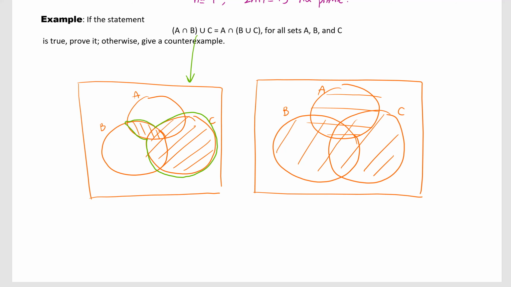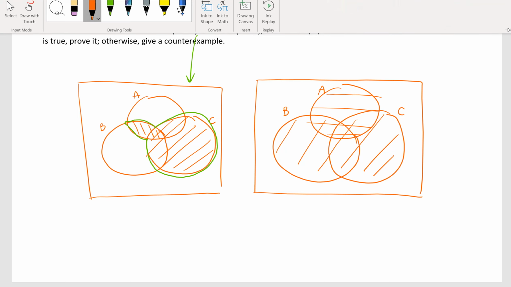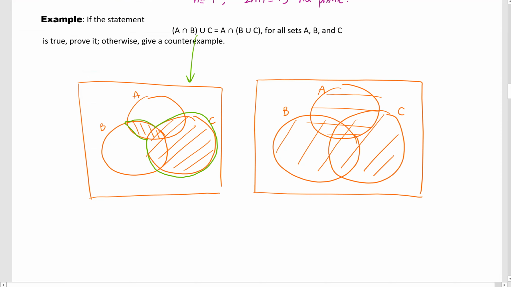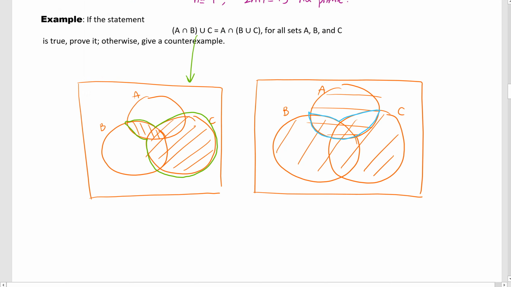When you do the intersection, what happens? Then we have this region. Are they the same? No, they're not the same. So let's give a counterexample. How do we give a counterexample? Let's just put some elements in those regions.